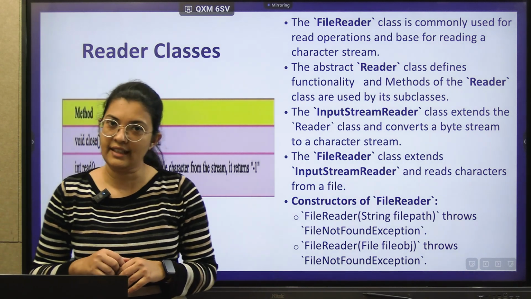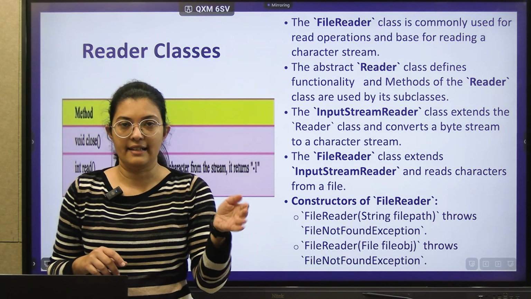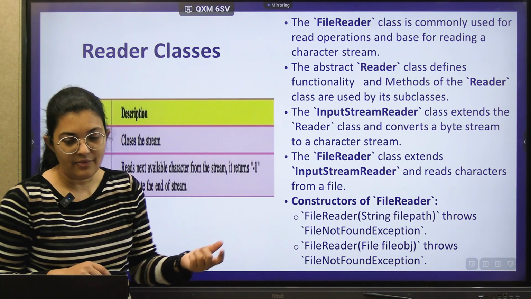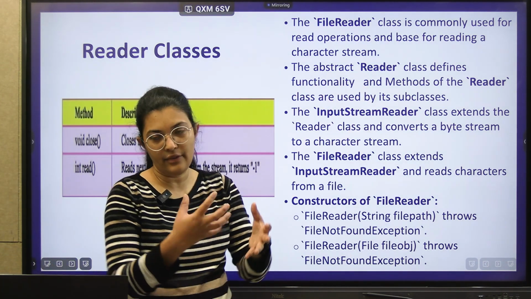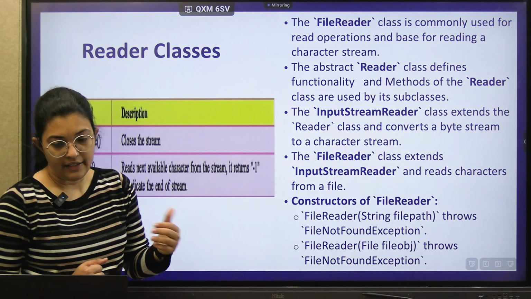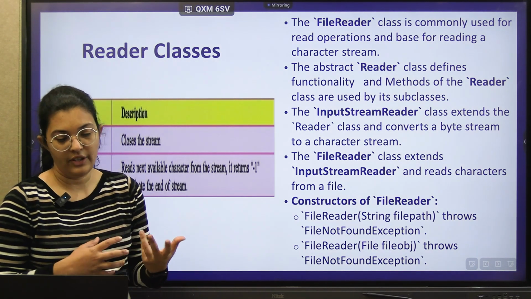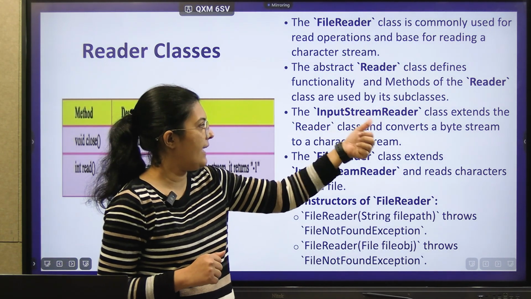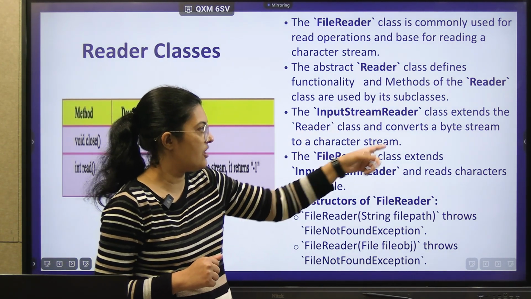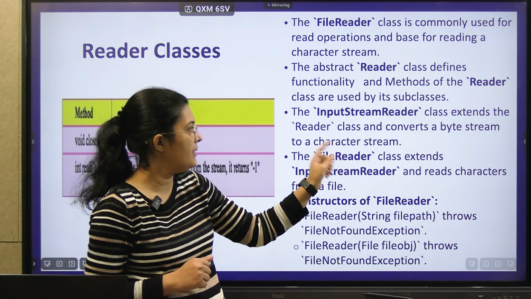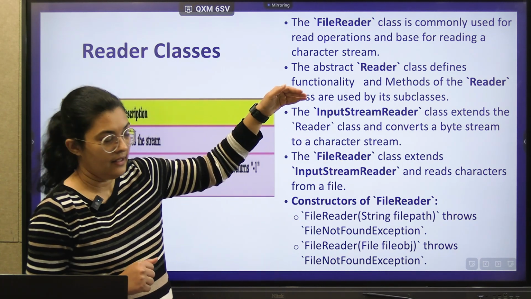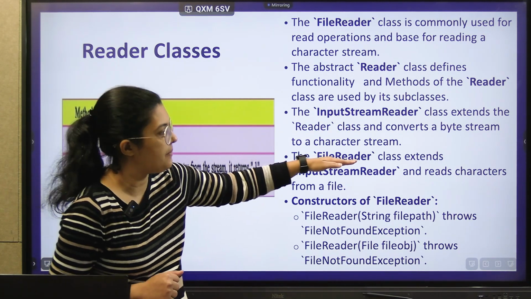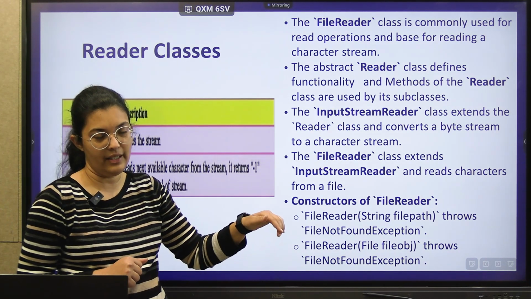Second, the reader class. First, we studied the writer class. The second class in the character stream is the reader class, which is basically used to read the data from the file. Reader class is an abstract class again, so we don't access it directly. Now, input stream reader inherits the reader class, which converts byte stream into the character stream. The base class is reader. Reader is inherited by input stream reader and input stream reader is inherited by file reader. That is the hierarchy.